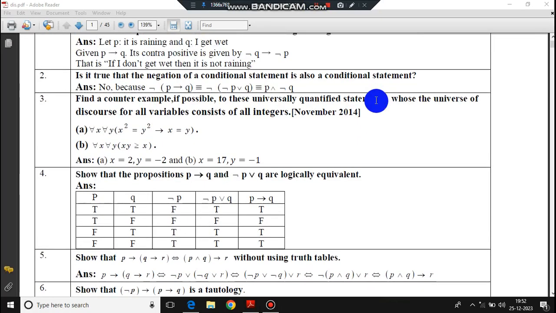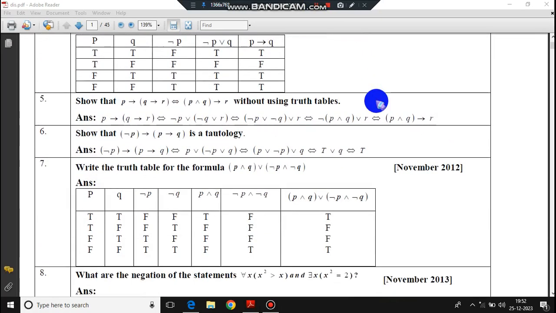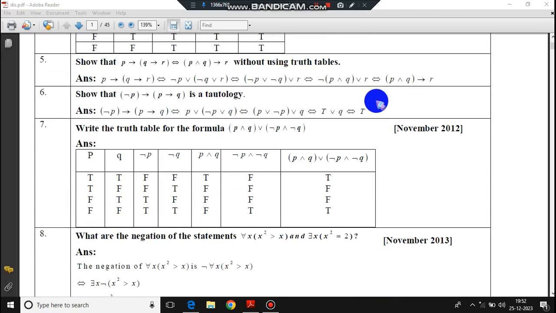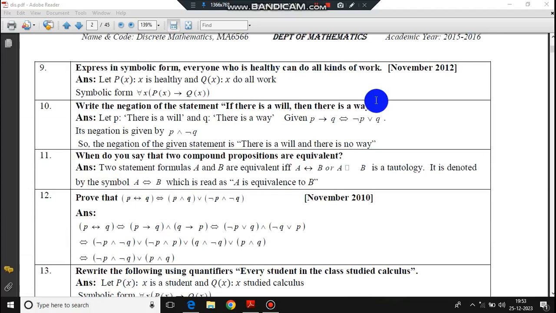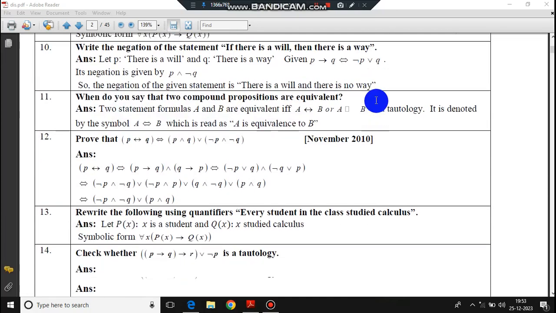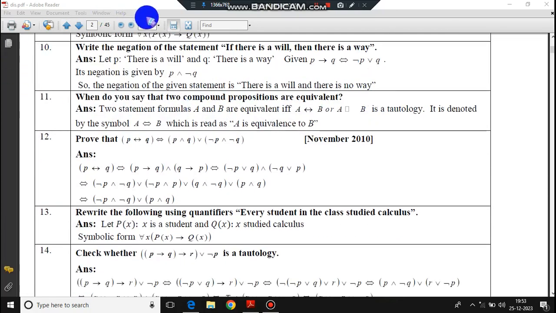Okay, thank you very much, students. In today's class I will take some problems connected with problems which do not use the truth table.